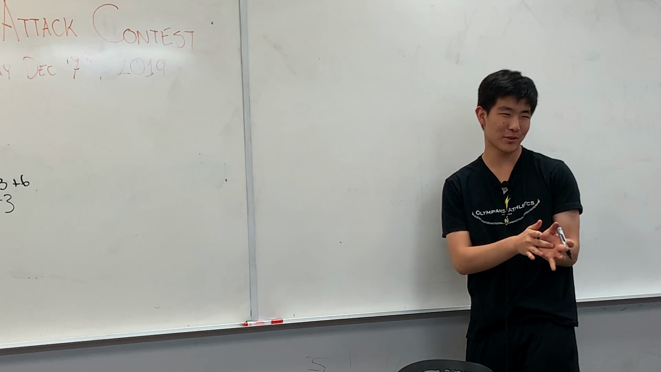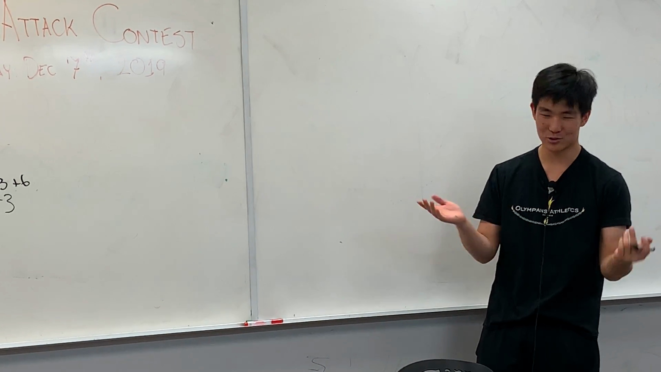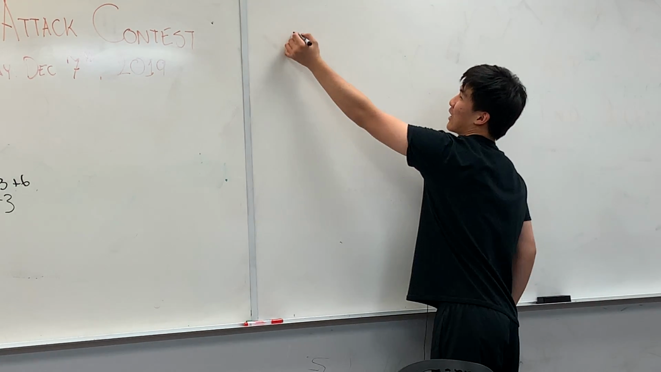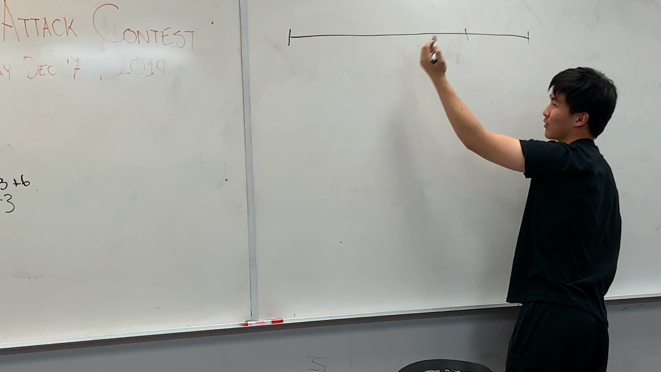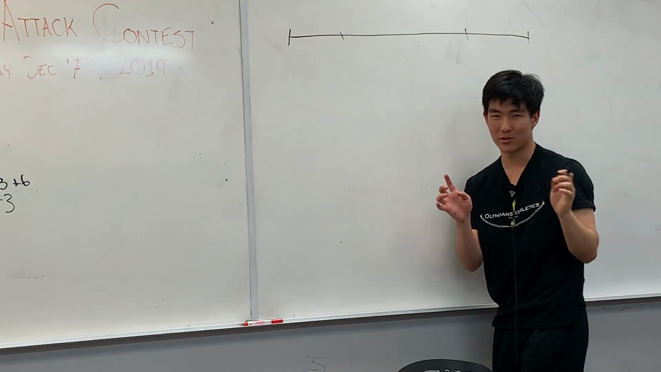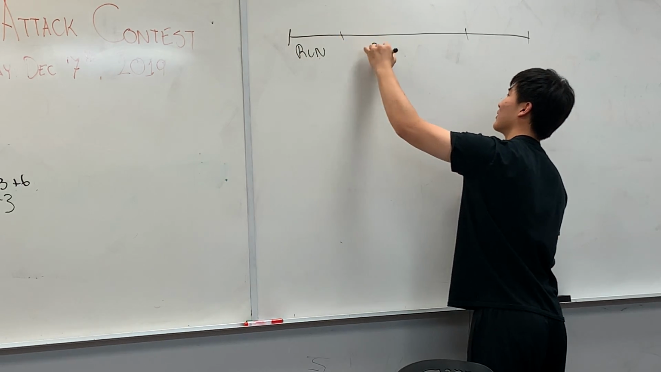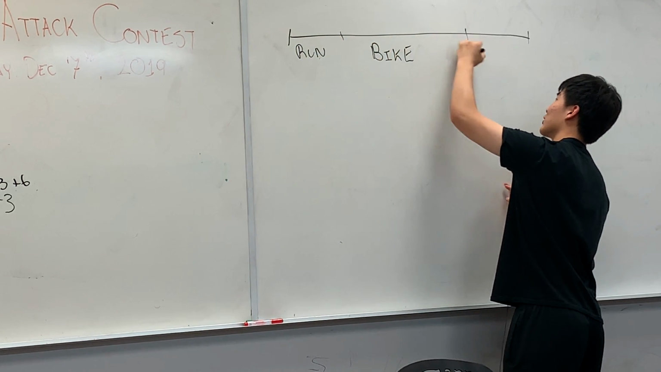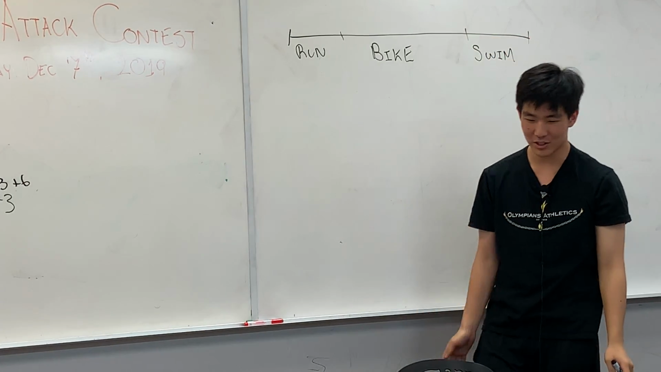So this one's a little bit complicated. First thing is we should try to figure out, maybe we can draw a diagram or something. So you have your mega triathlon, and the idea is you have 3 sections to it, right? You have the running part, and then the biking part, and then the swimming part. Honestly, the order of them doesn't matter.